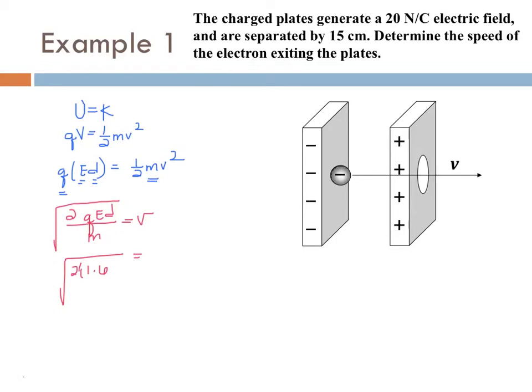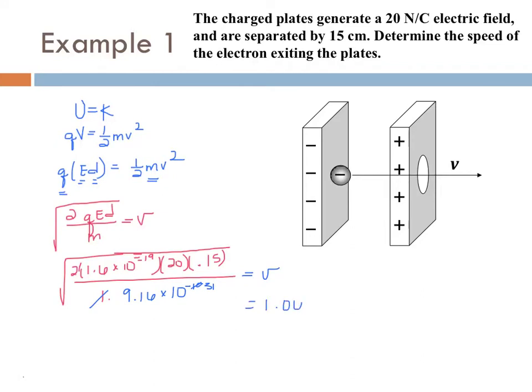We have, I'm just going to write it, times 10 to the negative 19. You have electric field, which is 20 Newtons per coulomb, so it's fine like that. The distance is 15 centimeters, that's 0.15 meters. And then the mass of an electron is 9.11 times 10 to the negative 31. Be sure to put all that into the calculator to get a value of 1.06 times 10 to the 6th meters per second.